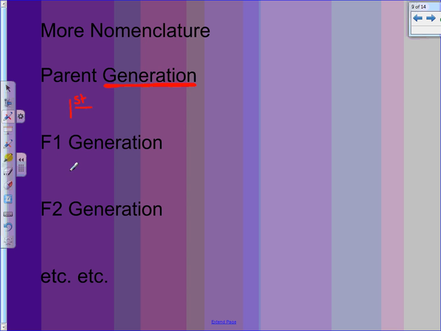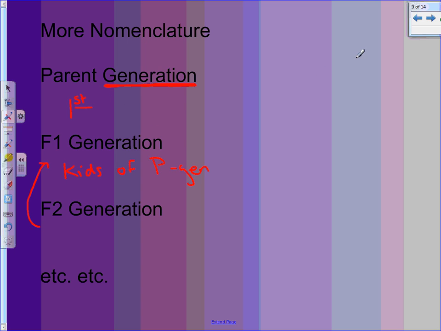Okay, so that's easy. You breed the parents together, you get the F1 generation. F2 generation, well, they're the kids of the F1 generation, so they'd be the grandkids of the parent generation, and so on and so forth. F3, they'd be the offspring of F2, the great grandkids of the parent generation, the grandkids of F1.